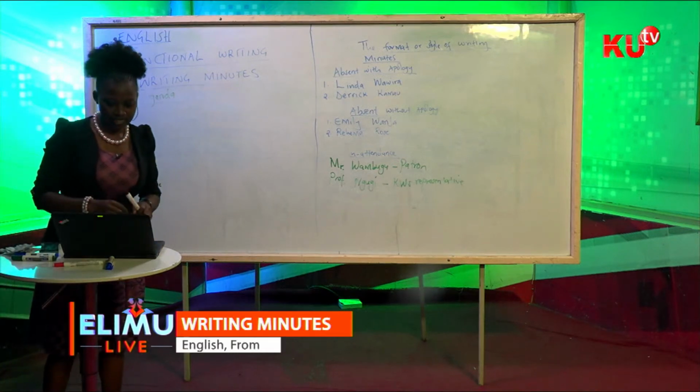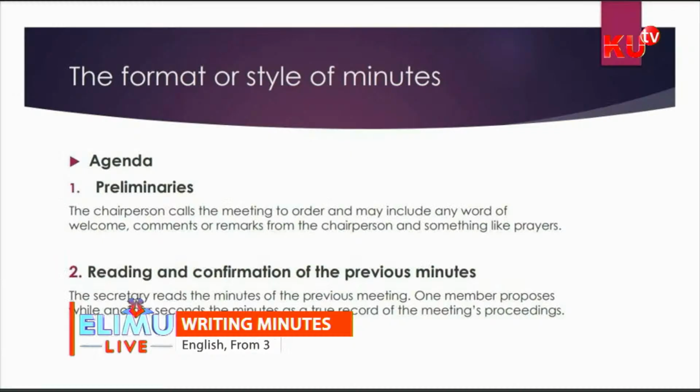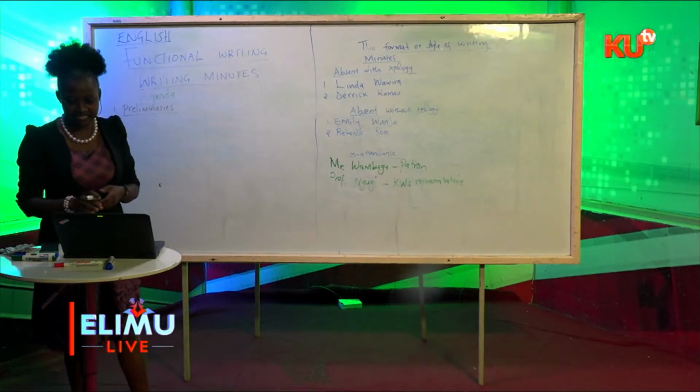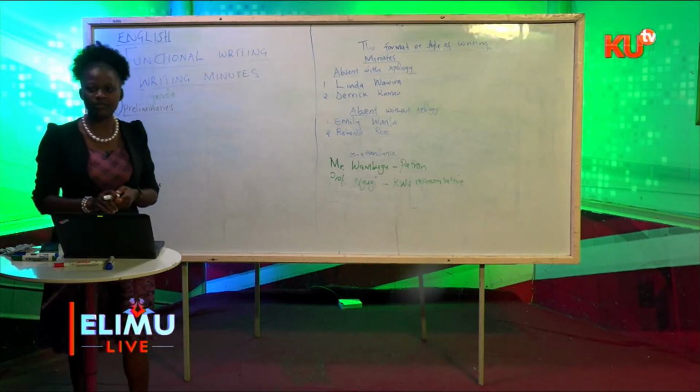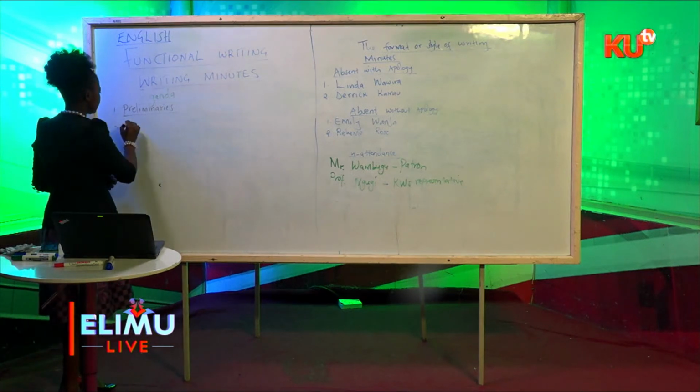The agenda. And the first item here is the preliminaries. So what do we write under the preliminaries? This one is often when the chairperson calls the meeting to order, and any other comment or remarks from the chairperson may be recorded under the preliminaries. And in Kenya, we have a culture of starting our meetings with prayers, so that may be captured there also. Then the second item is confirmation of the minutes.